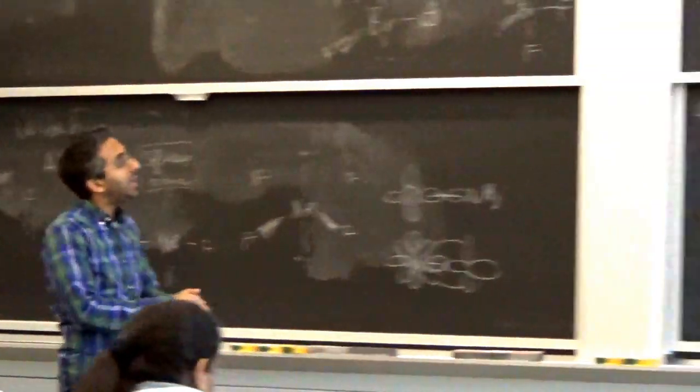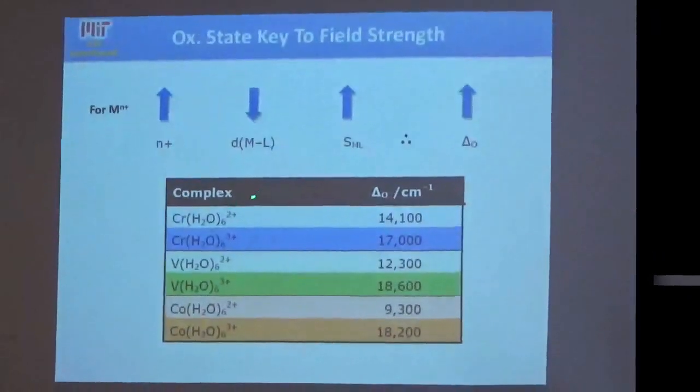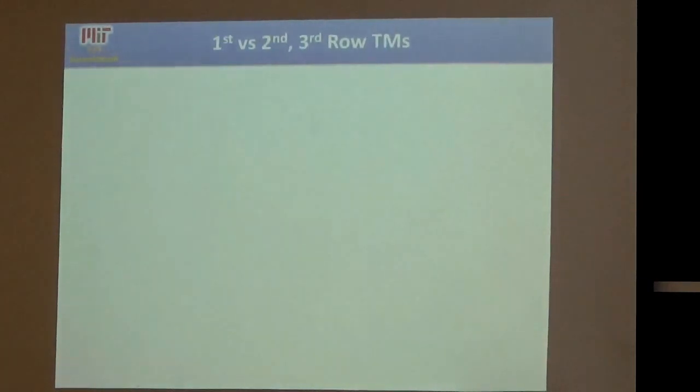And this you can kind of see broadly with some characteristic examples. So chromium hexaaqua in the 2+ versus 3+ oxidation state, you can see a pretty substantial change in the splitting. The same is the case for vanadium between the 2+ and the 3+ oxidation state. The same is the case for cobalt, the 2+ and 3+ oxidation state. So in general, as you increase the oxidation state, the splitting parameter increases. Just bear with me for a few more slides, because the reason we're talking so much about this is that these ligand field parameters ultimately impact reactivity.